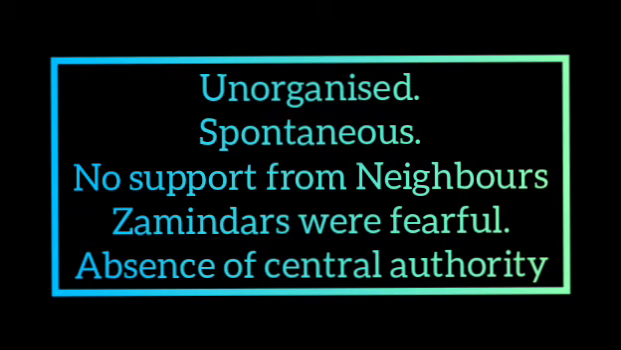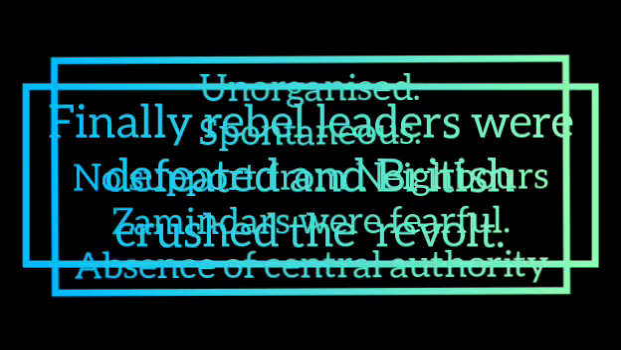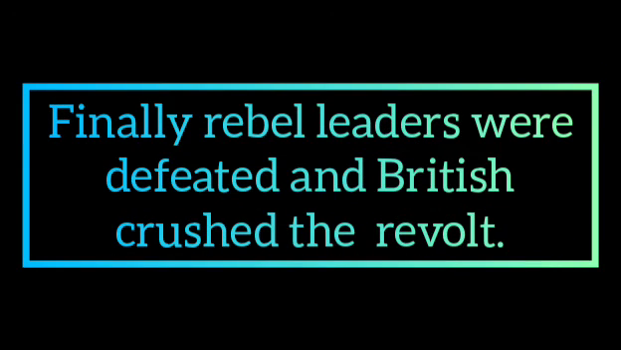Finally, the rebellion was suppressed by the British army. The rebel leaders were defeated because of many reasons. First one, lack of weapons. Second one, organization. Third one, discipline. And fourth one is betrayal by the helpers.